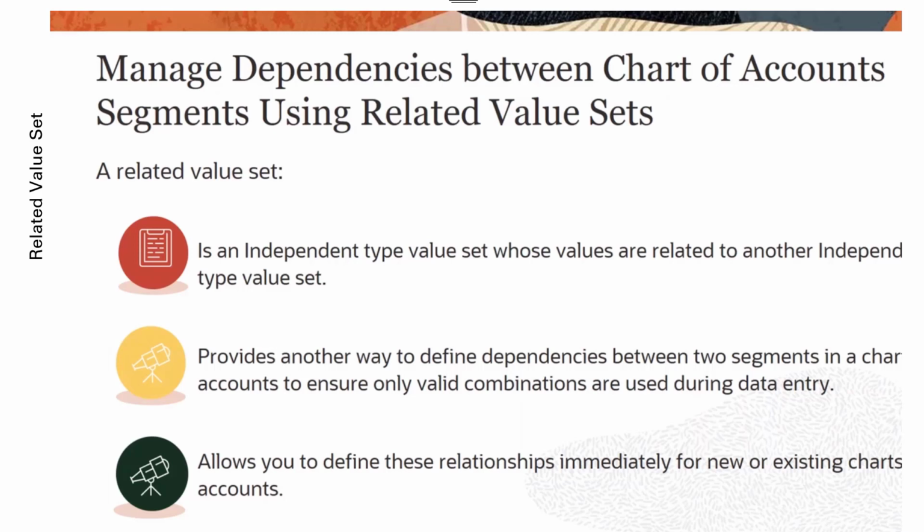If you are using cross-validation rules to validate values for a segment based on another segment, you can convert them to related value set rules to improve journal processing performance. When you use this feature, it will automatically display a list of related values in a segment value choice list based on what value was selected in a preceding segment in your chart of accounts.